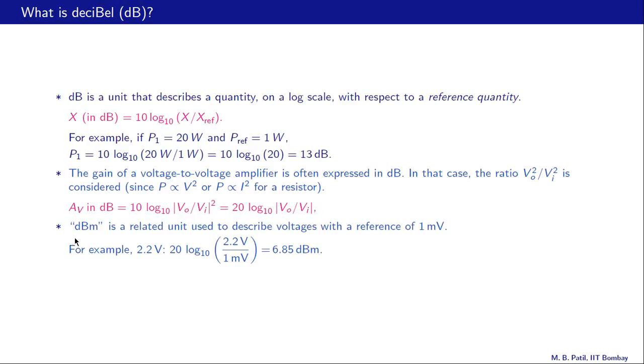There is another unit called dBm, and that is used to describe voltages when we have a reference voltage of 1 millivolt. So this milli is what this M stands for. Let's take an example. Say we have a voltage of 2.2 volts and we want to express that in dBm. That would be 20 log to the base 10, 2.2 volts divided by 1 millivolt. So that turns out to be 6.85 dBm.